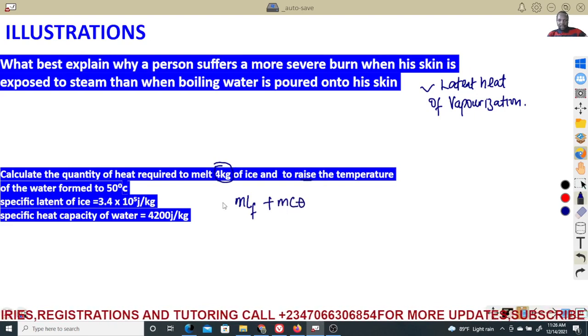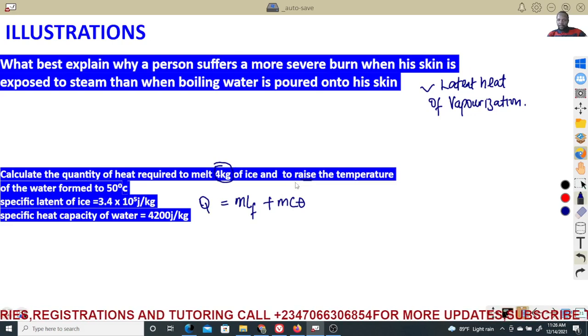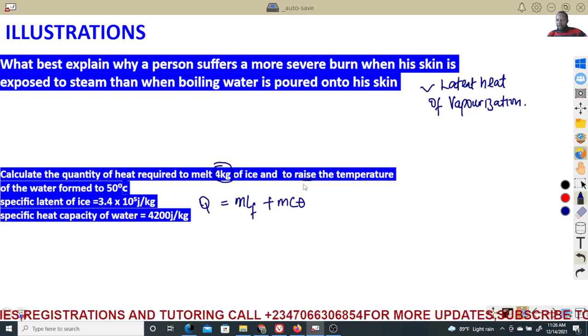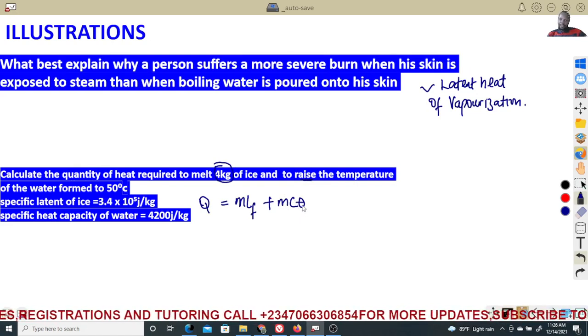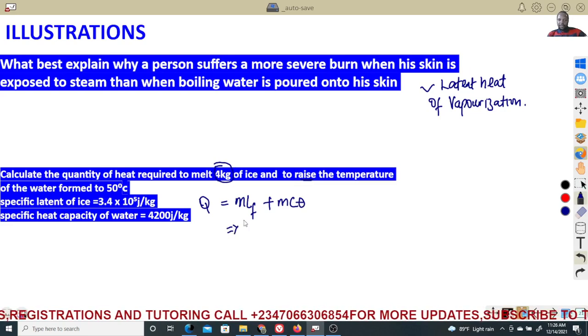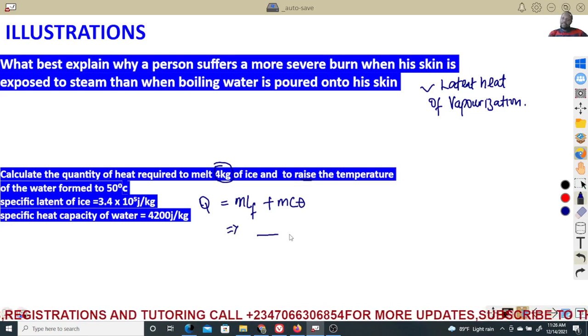That will be the total quantity of heat, because ice melts without a change in temperature. The quantity of heat is MLF. Then when the temperature of the water is raised, that is MC change in theta. So what you need to do is just substitute. The mass is 4. Everybody can finish this. Then you tell me the answer.